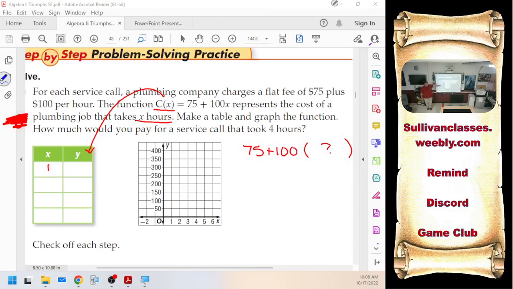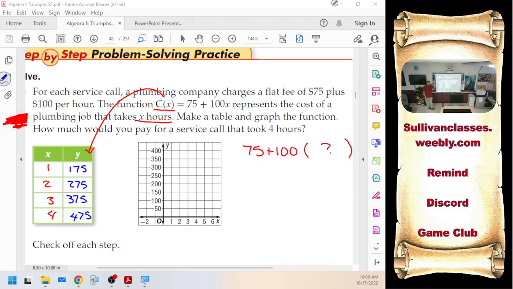So please, follow the bouncing ball. We said it was 175? And then we're going to plug in, what if it takes 2 hours, 3 hours, 4 hours? What do I get? 275? 375, and we see the pattern pretty easy, right? 475. Can you plot those points on here?